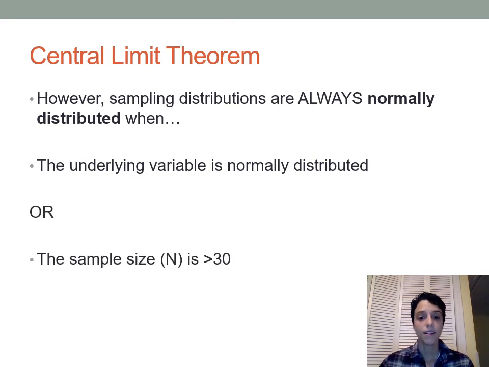But if you have a variable that's not normally distributed, your sampling distribution is going to become a normal distribution as long as the sample size is greater than 30. This means that no matter what your variable looks like, if you're looking at sample means, you can assume that the sampling distribution for them is normally distributed as long as your sample is greater than 30.